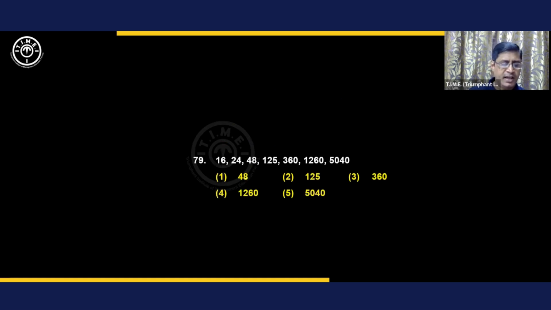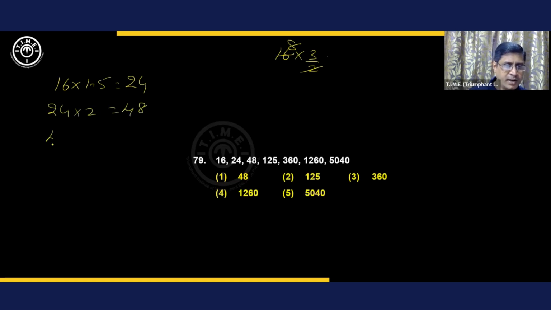16, 24, 48. So 16 is becoming 24. 16 into 1.5. 1.5 means 3 by 2. 16 into 3 by 2, that is how much? 24. Now 24 into 2, that is 48. 48 into 2.5, it is 120.